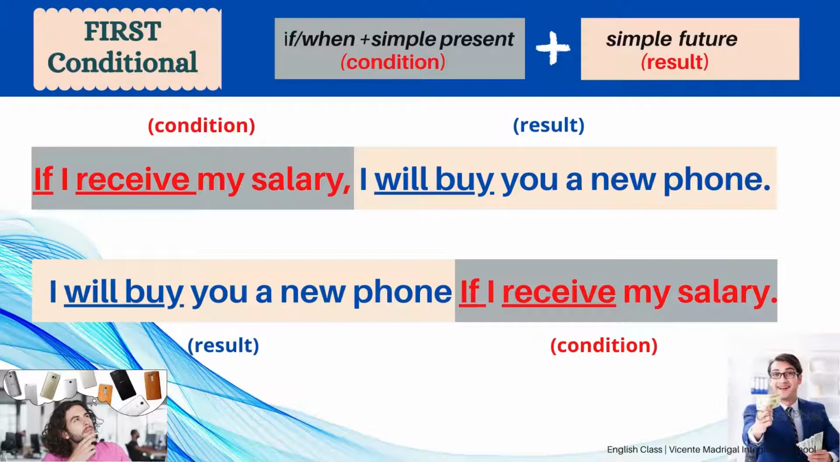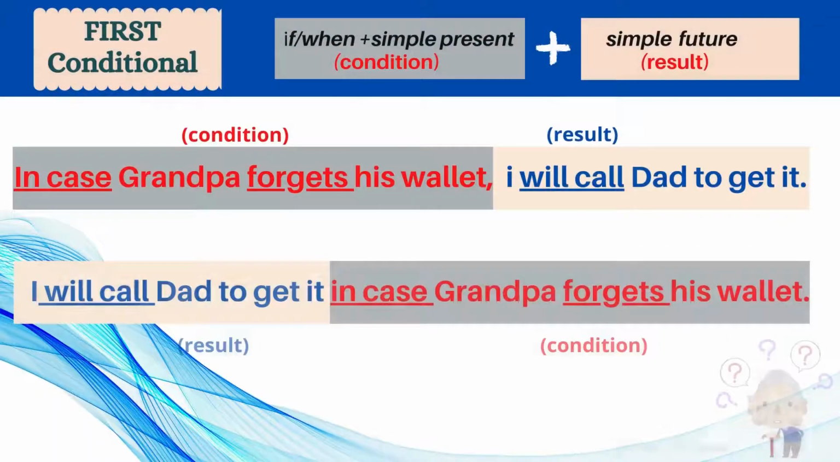That is, if I receive my salary, the result would be I will buy you a new phone, or vice versa. Again, notice that we did not use comma to separate the parts when we interchange their positions in the sentence. Let us have more examples. In case Grandpa forgets his wallet, I will call Dad to get it. I will call Dad to get it in case Grandpa forgets his wallet.